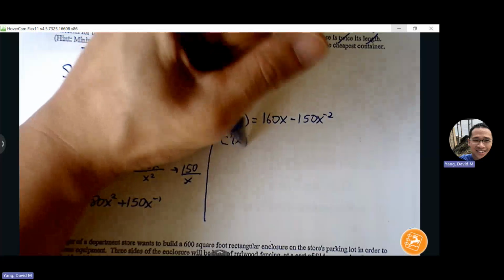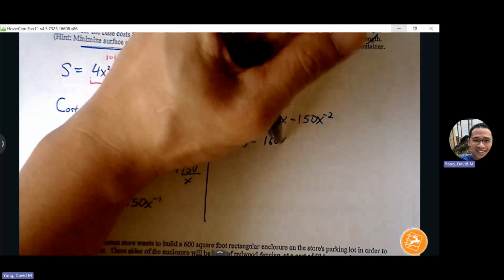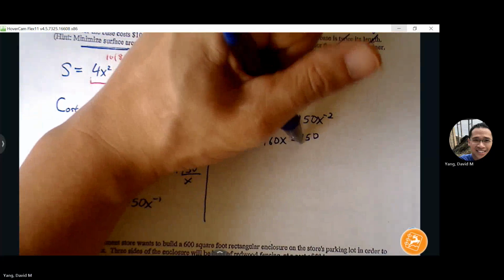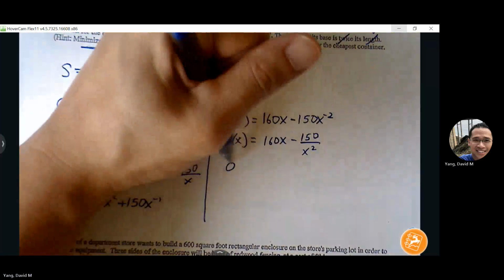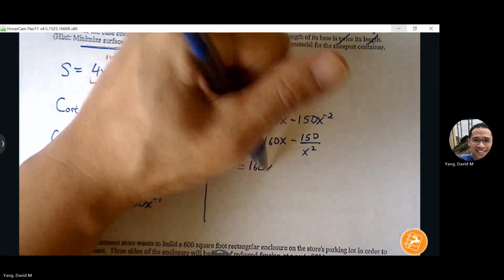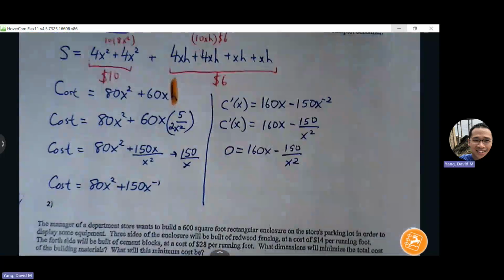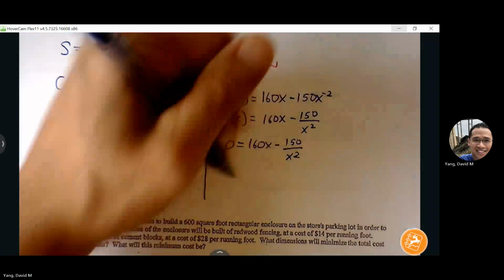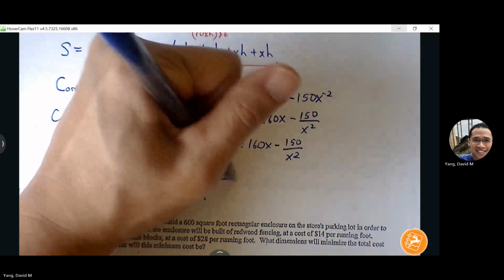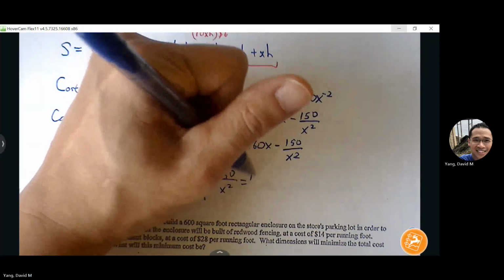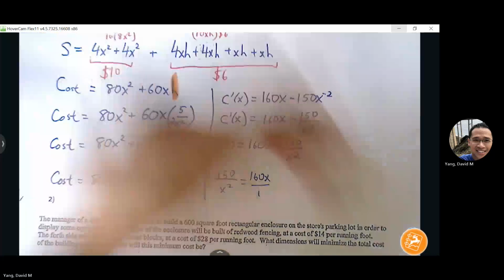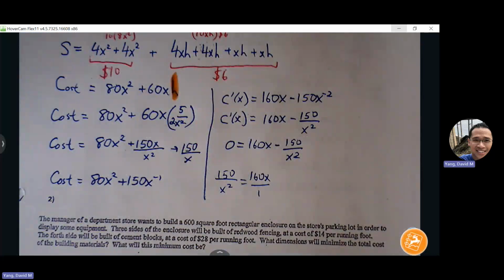Put x squared back in the denominator. Sure, good. So now you're just solving this equation here. Cross multiply, solve for x, and when you solve for x, make sure you go back and read the problem.